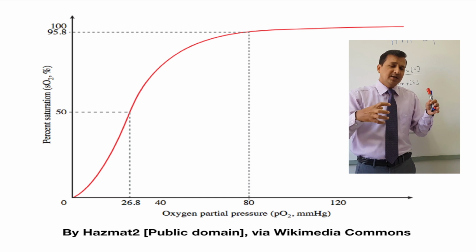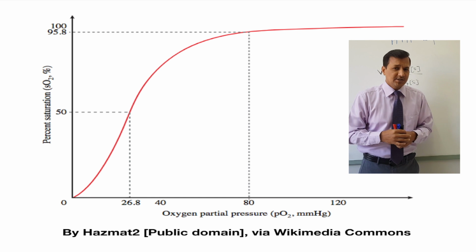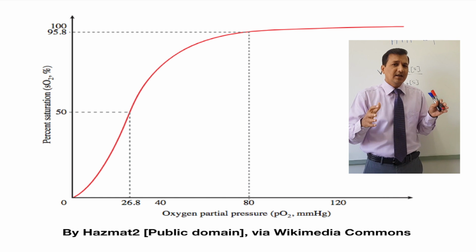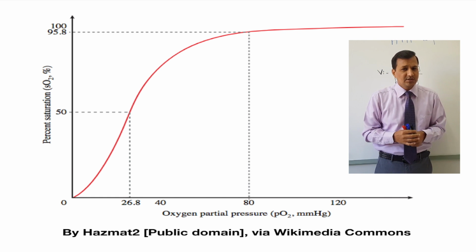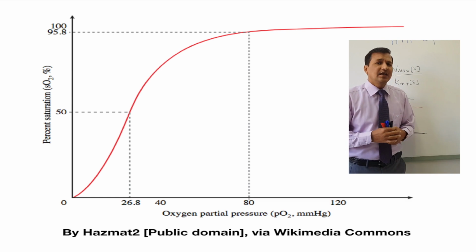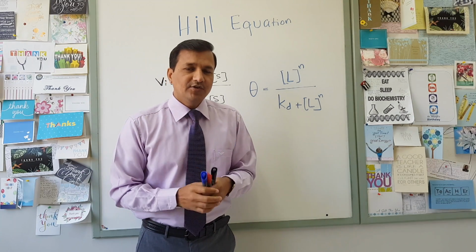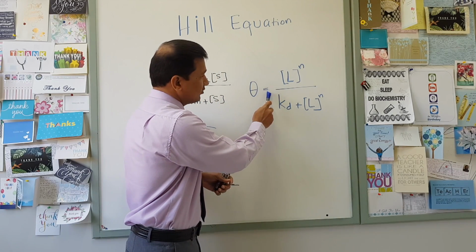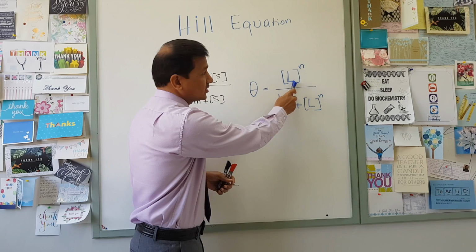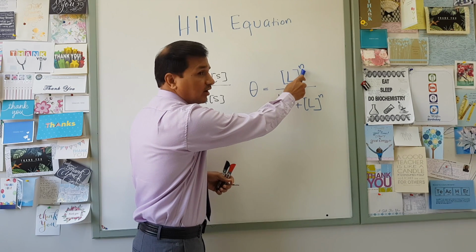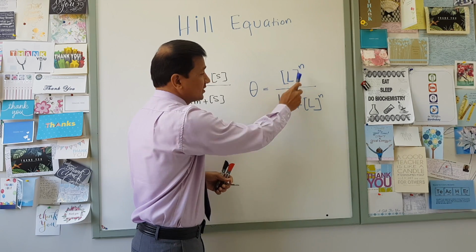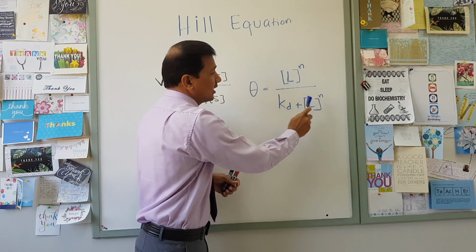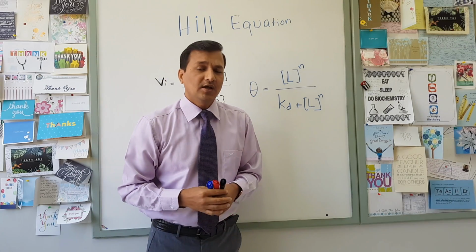In order to explain the percentage binding of hemoglobin with the oxygen molecule, Hill arrived at an equation which we now refer to as the Hill equation. Now the Hill equation says that theta equals the ligand concentration to the power n, where n is the Hill coefficient, over Kd, the dissociation constant, plus the ligand concentration to the power n.